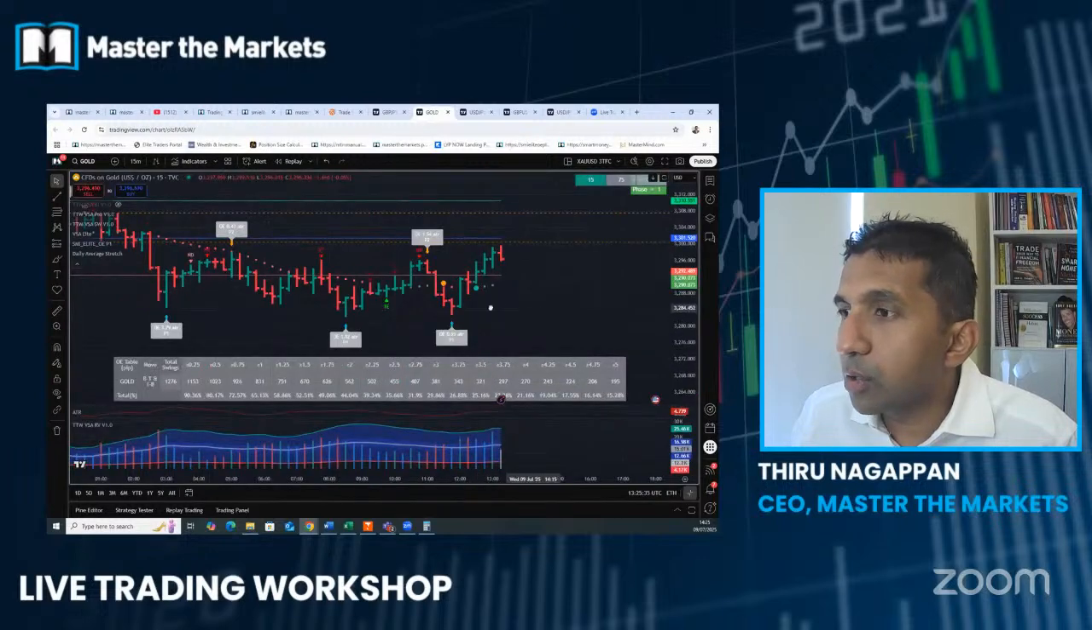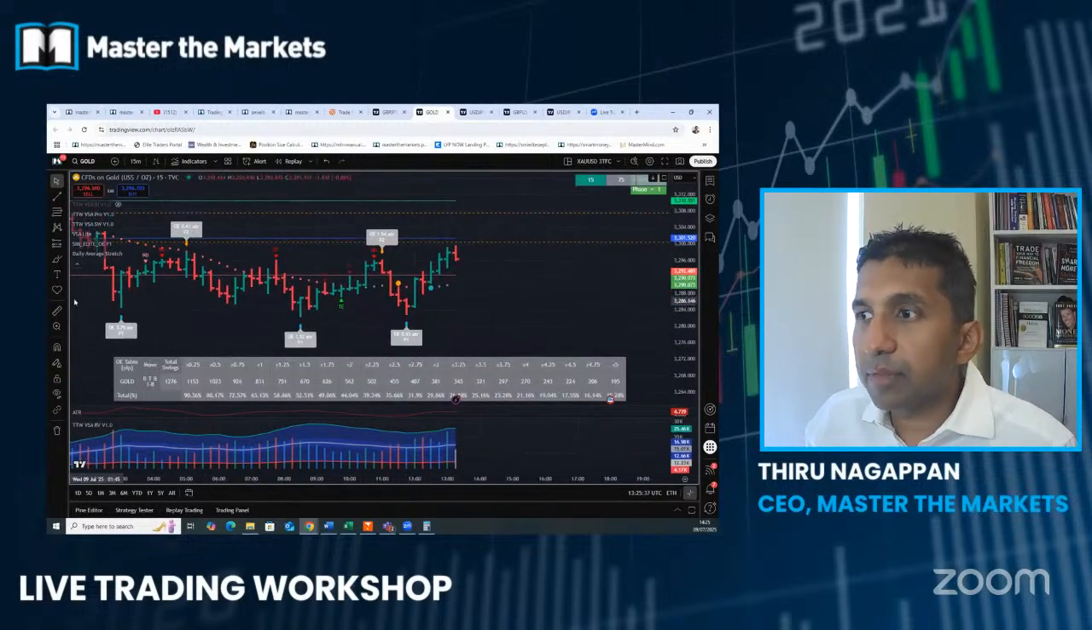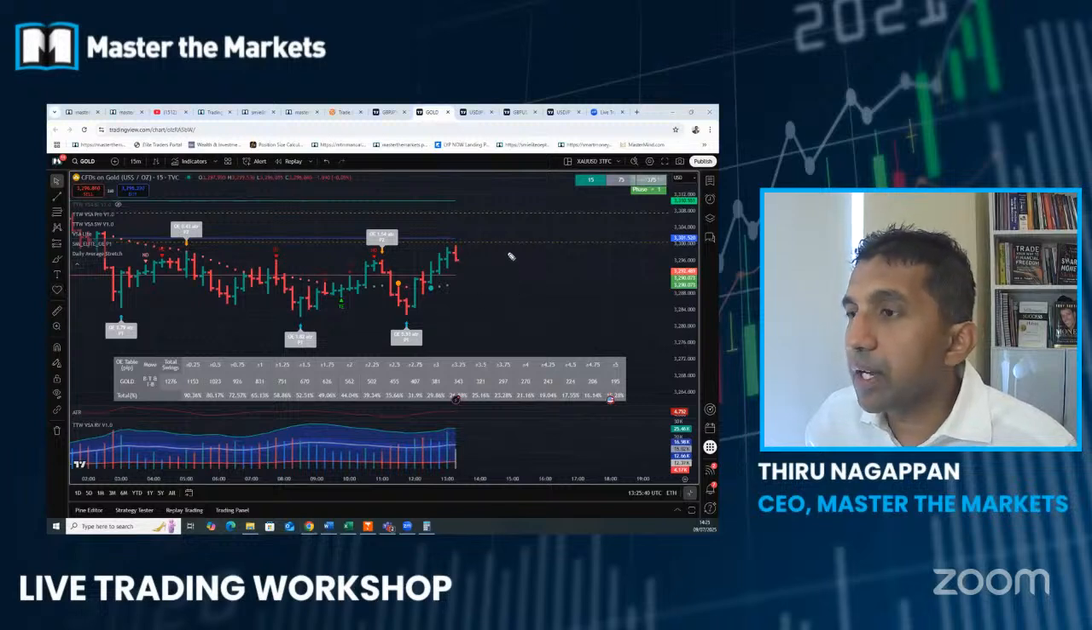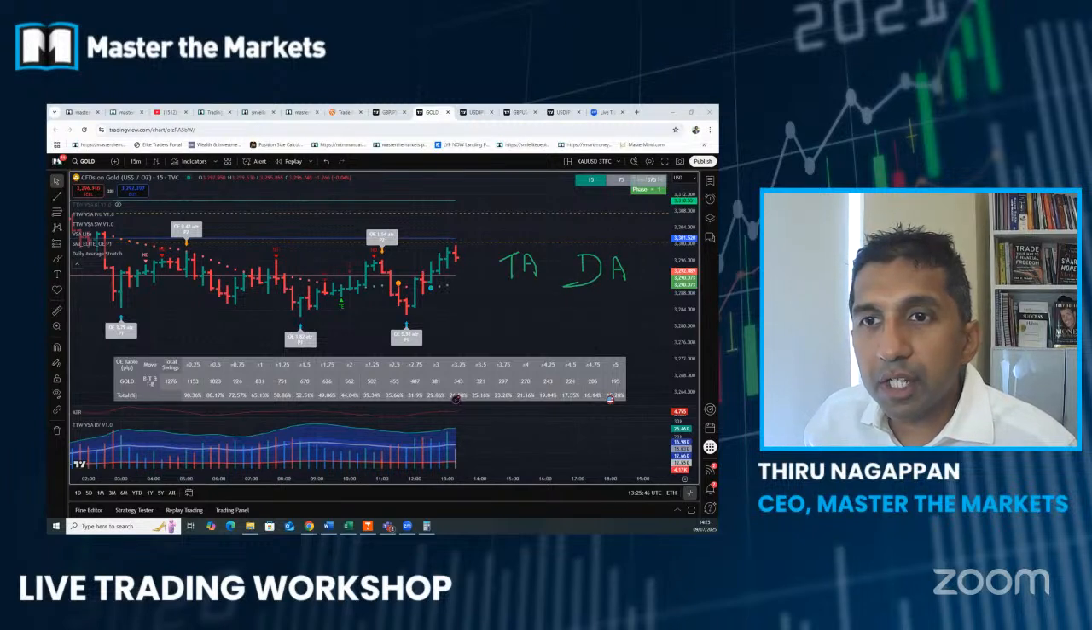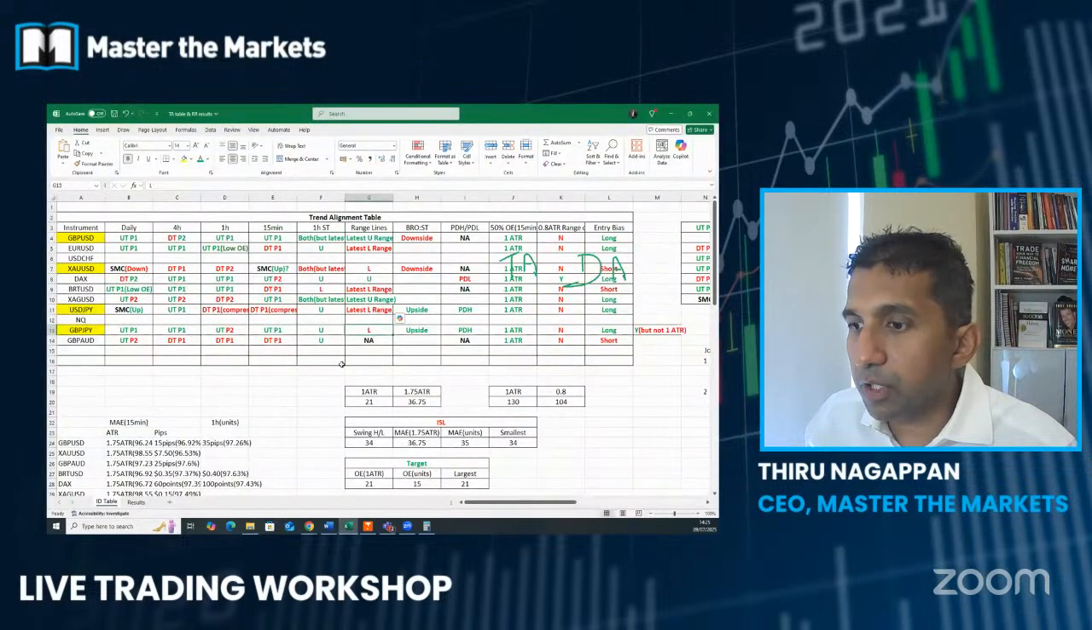Okay, so the first thing that we take a look at in most of these trades over here, we look at first trend alignment and direction alignment. Okay, that's what this table here does for you.